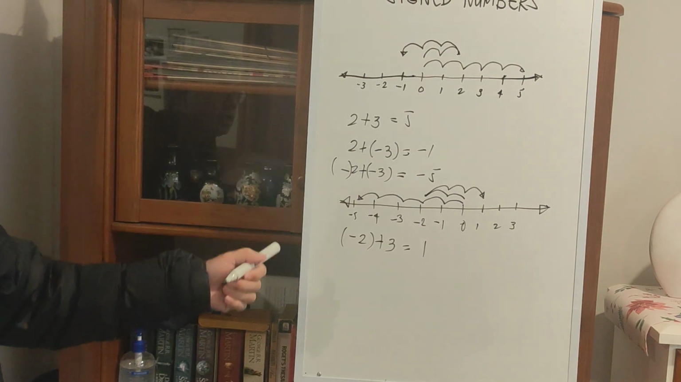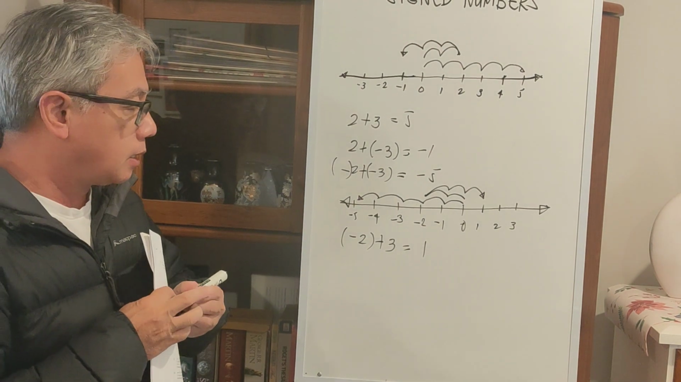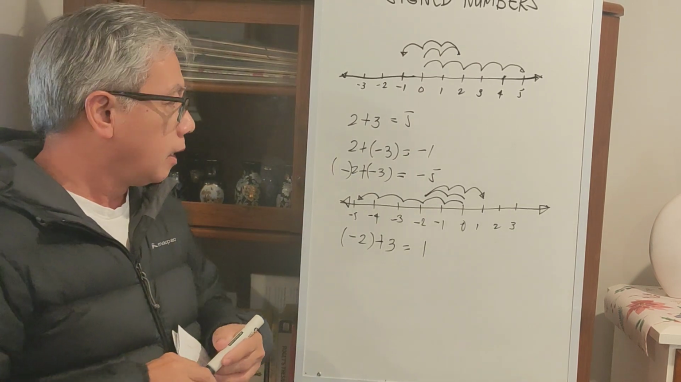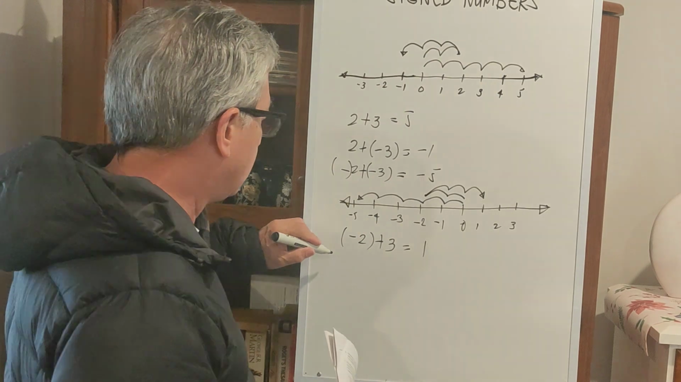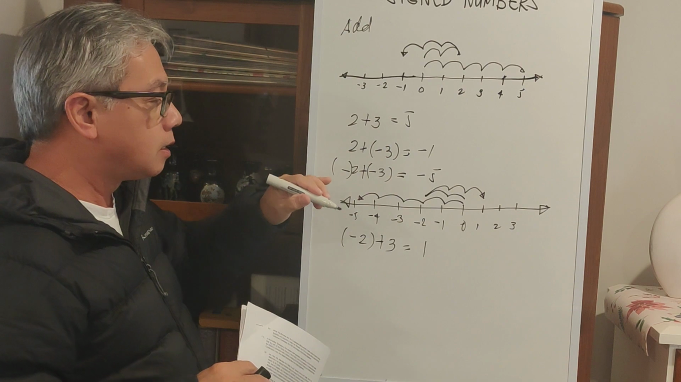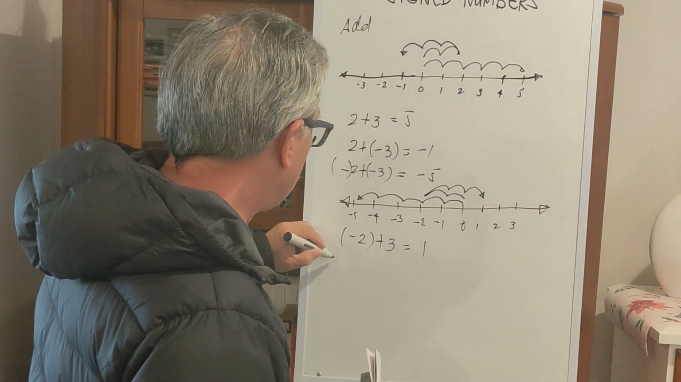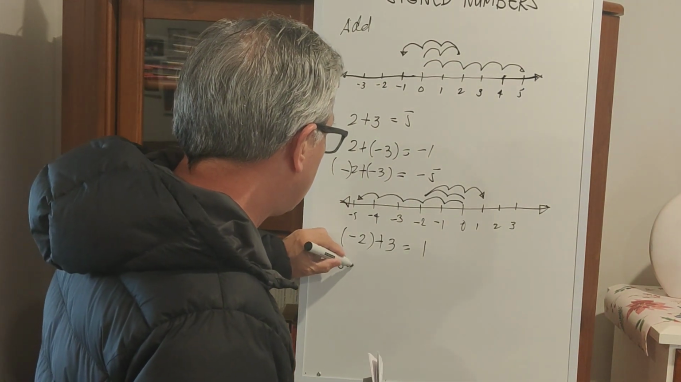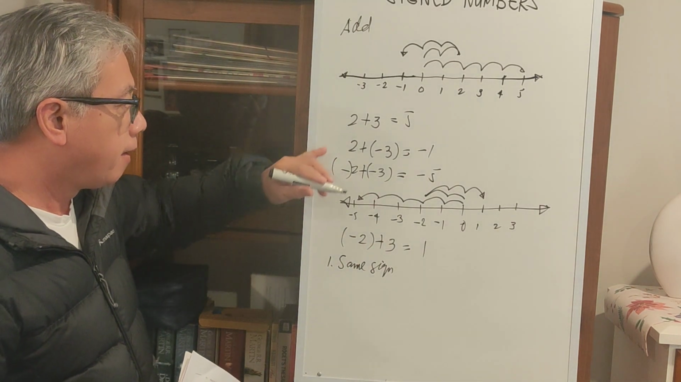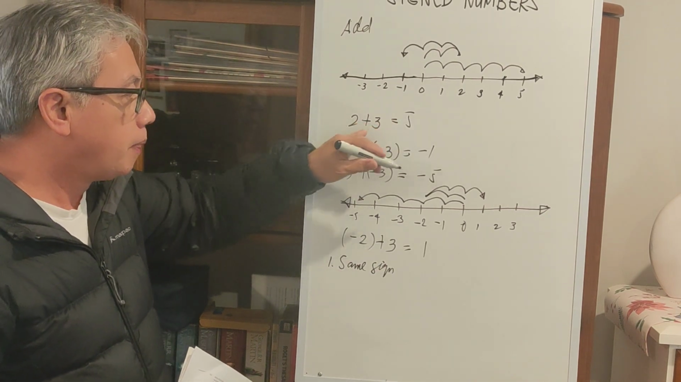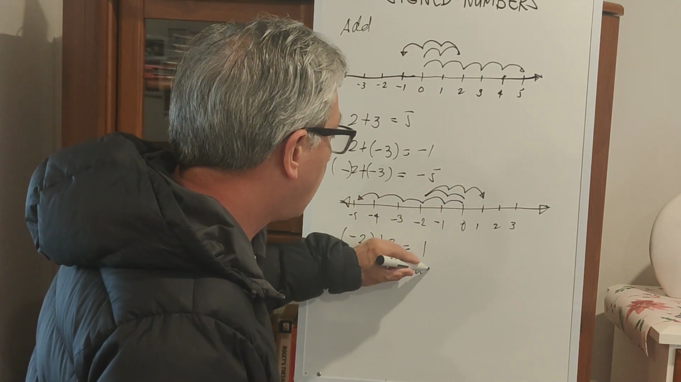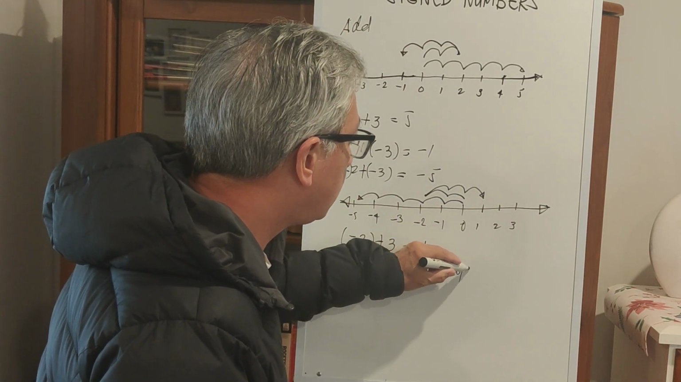So from these examples, we can derive a conclusion for addition. If you add the same sign, here is the one with the same sign: +2, +3. You just add and copy the sign. Same sign, add and copy the sign.